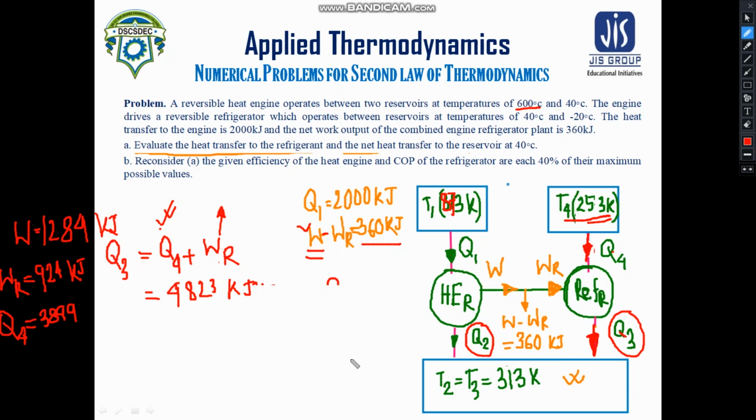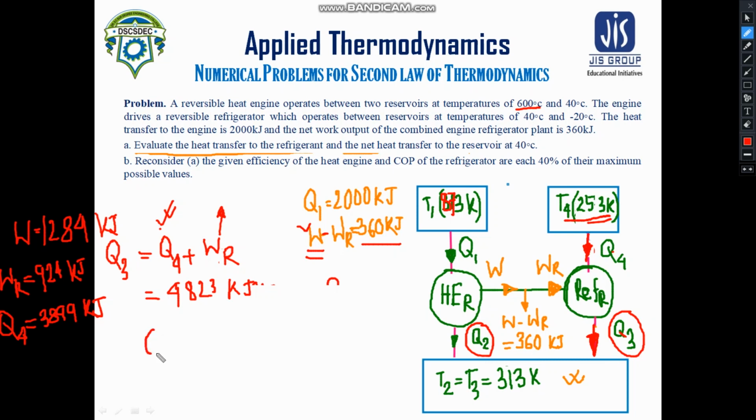But the concept remains the same. The refrigerator takes heat from the sink and rejects heat to the source. So I have just missed the direction of the arrows. This Q4 had become this, and we have found out this Q3, right? Now we need to find out this Q2. How can we find it?